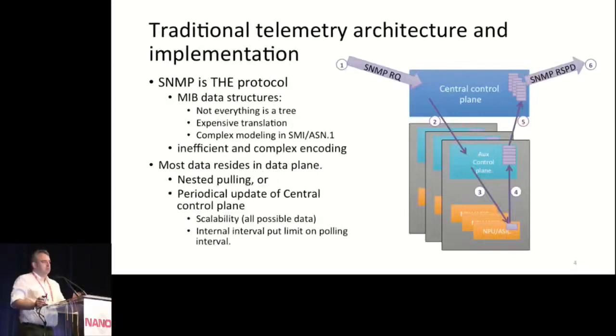The traditional way is SNMP, and SNMP is polling-based to get the data. You have to ask for it individually, one by one. Has anybody tried to code something in ASN.1 and create the MIB? That's a pain. And the data structure of the MIB is either a tree or, thank God, we have tables.